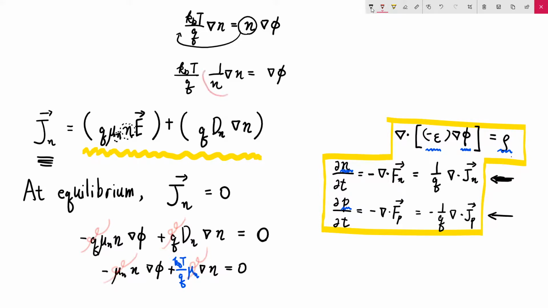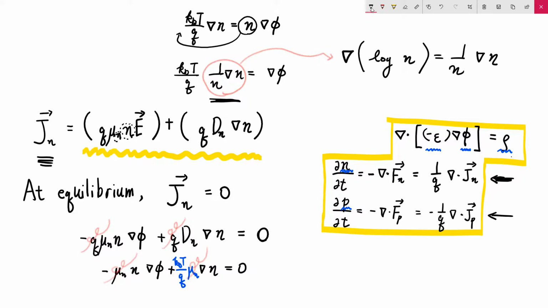Then if we have a look at this form, you can easily understand this corresponds to the gradient of log n. The gradient of log n is simply given by 1 over n times the gradient of n. The same as before. So you remember this relation independently of this context, and you can write it down in this way.